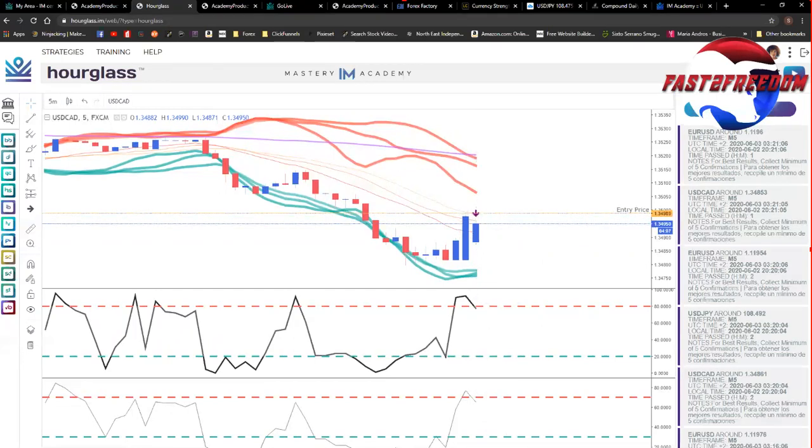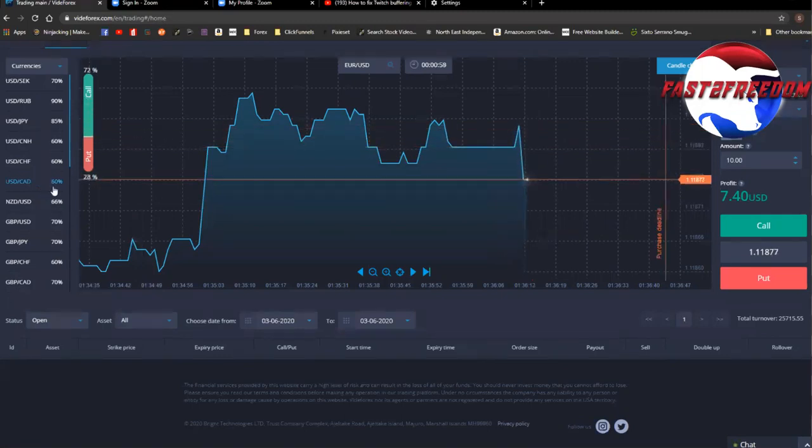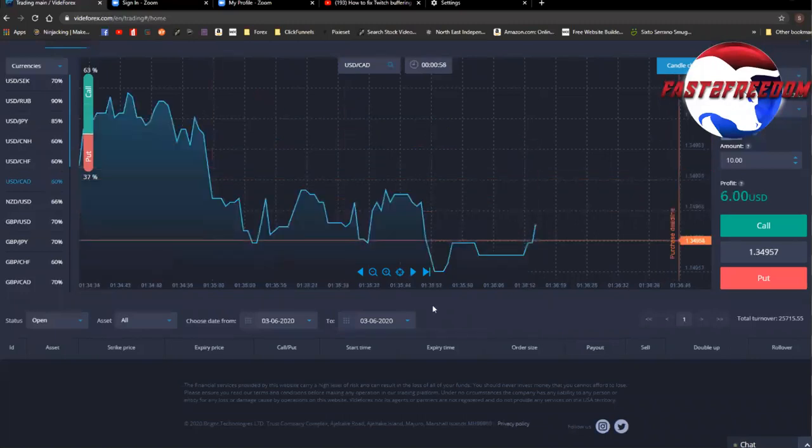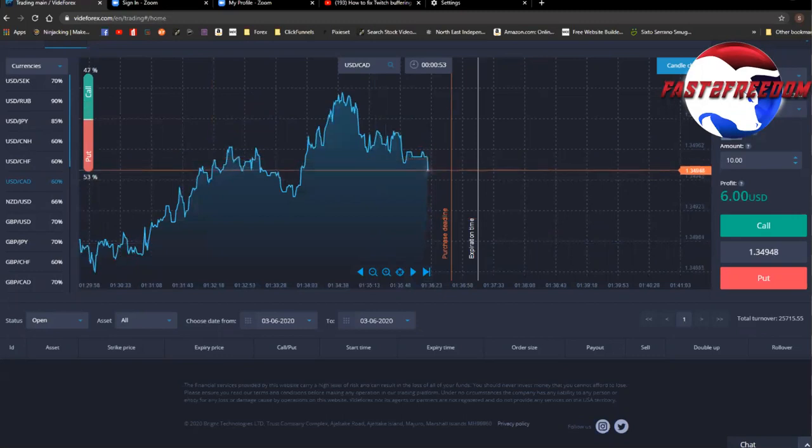So let's go ahead and see what the payout is. Remember, I do not take trades if it's less than 70%. If it's less than 70%, it's not even worth taking. So let's look at this. And yeah, it's 60%. It's a good setup, but it's only paying out 60%, and that is not okay with me. I recommend getting into trades at 70% or higher because the payout is worth it.